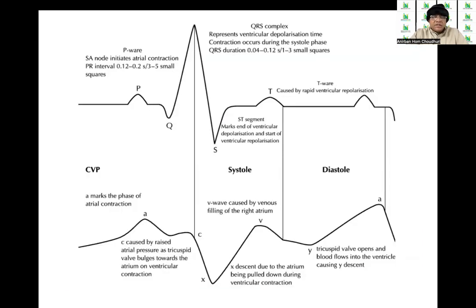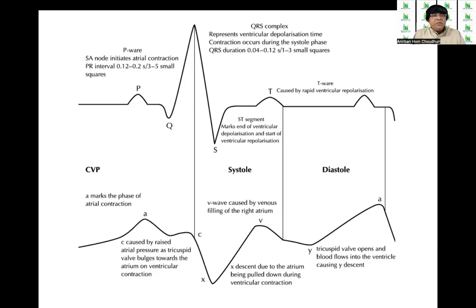Now, if you see the central venous curve or the waveform, and also try to correlate it with the graph of an ECG, you can find that the changes in the CVP reflect the kind of changes that we see in the ECG. Like the A is a positive wave on the CVP, and A marks the phase of atrial contraction.